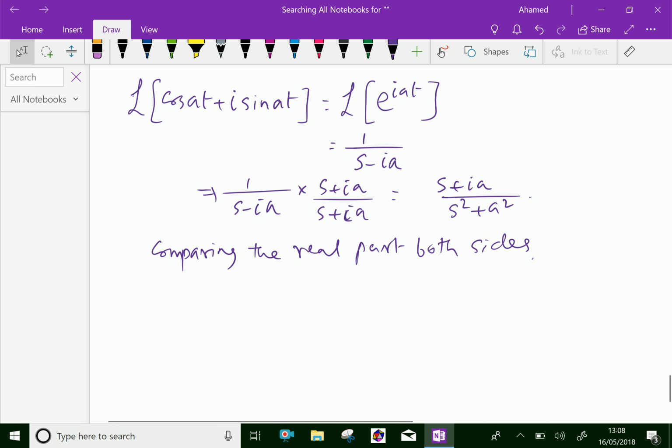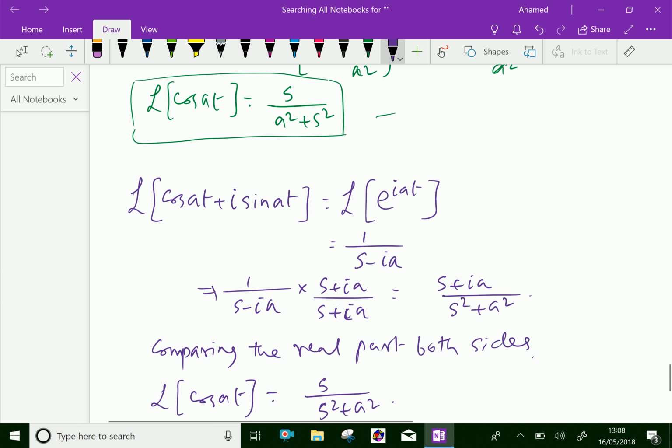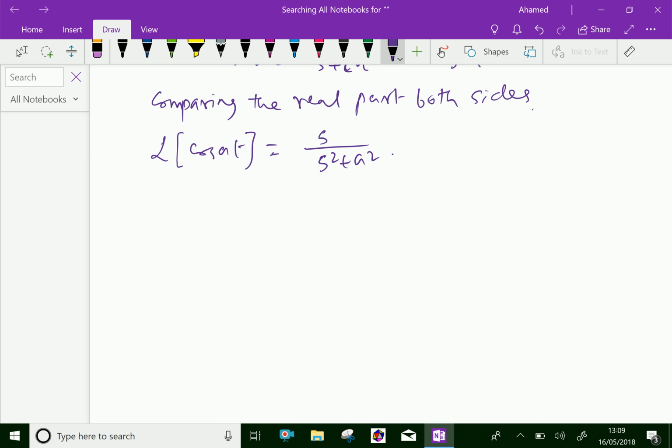we get here the real part of the Laplace transformation of cos at plus i sin at is the Laplace transformation of cos at. Here the real part is s over s square plus a square. In this way we can write Laplace transformation of cos at equals s over s square plus a square. We got the same result.